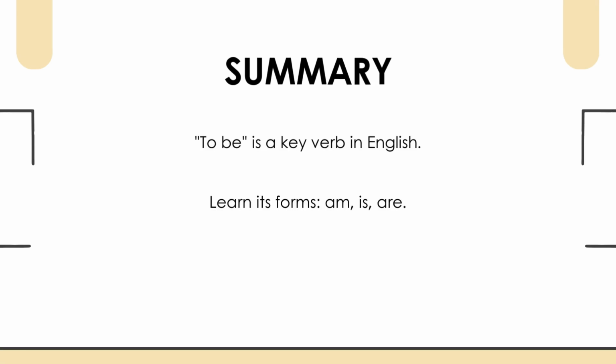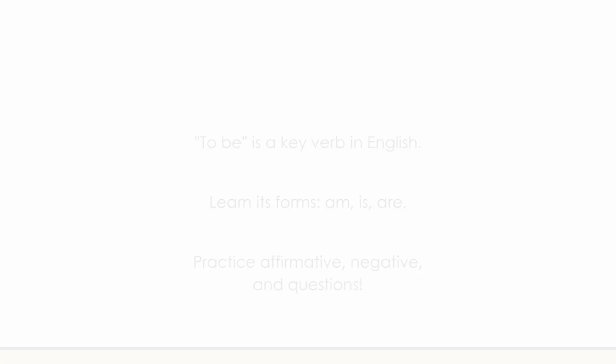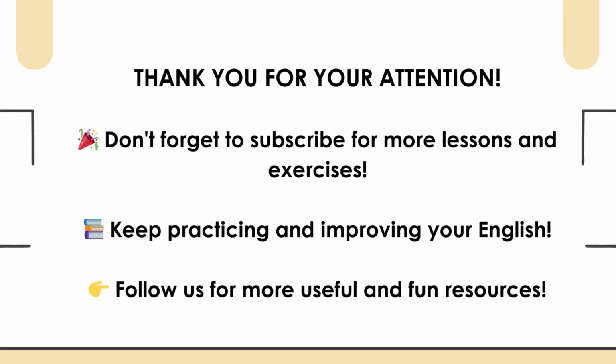Let's recap. The verb to be is one of the most important verbs in English. We've learned its forms am, is, and are, and how to use it in affirmative and negative sentences as well as in questions.